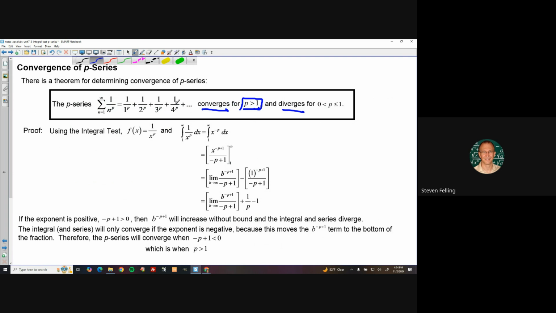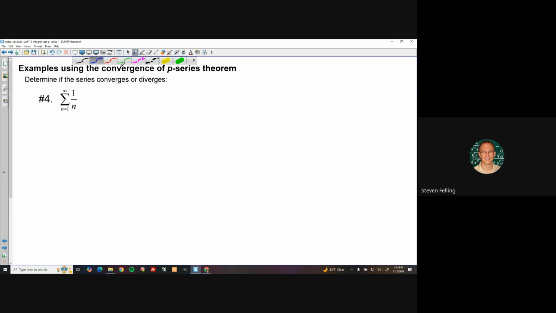So large exponents down here converge, smaller exponents diverge. Okay, now I'm not going to go through the proof, but if you're interested, you can prove this theorem using the integral test. So you can read through that if you would like, but we're going to move on to using it. Okay, determine if this series converges or diverges.